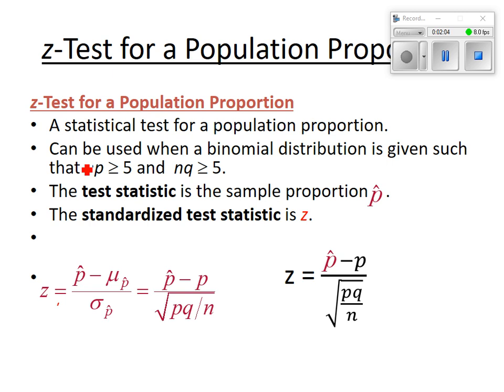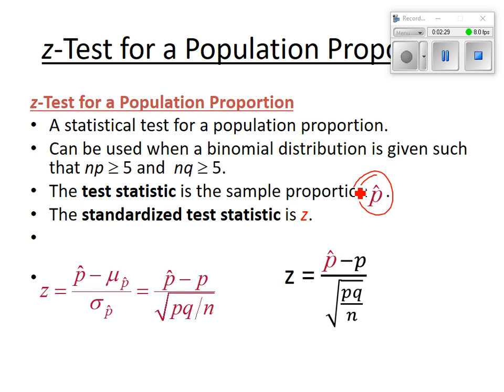Z-test for population proportion: a statistical test for population proportion can be used when the binomial distribution is given such that n times p is greater than or equal to 5. That's what we just talked about. N times q is greater than or equal to 5. The test statistic, or what we're actually testing, is p hat.